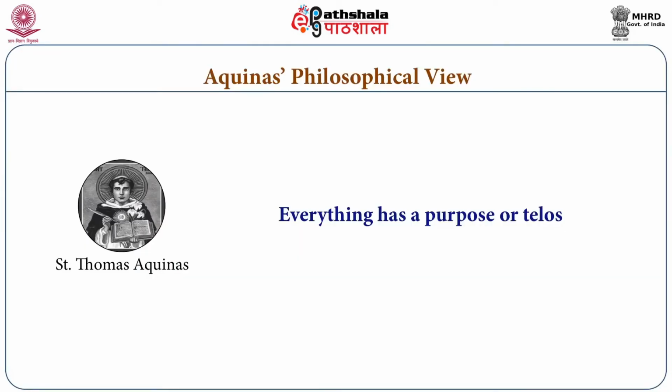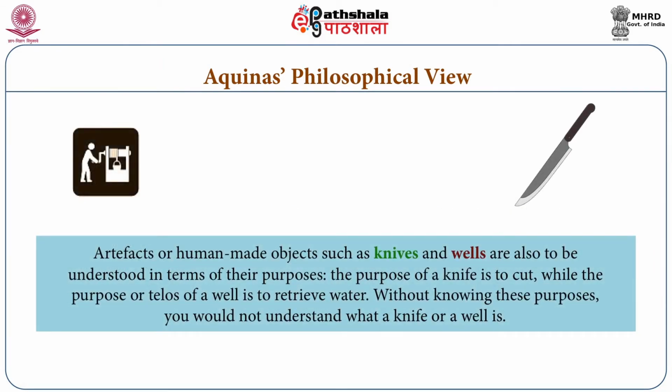So that is the kind of thing. So there is nothing in this world for Aquinas which has no purpose. Everything has purpose. There is a telos to every object in the world. Even artifacts have a purpose. In other words, the purpose of a knife is to cut. The purpose of a well is to give water and store water. So there is nothing in this world which has no purpose.